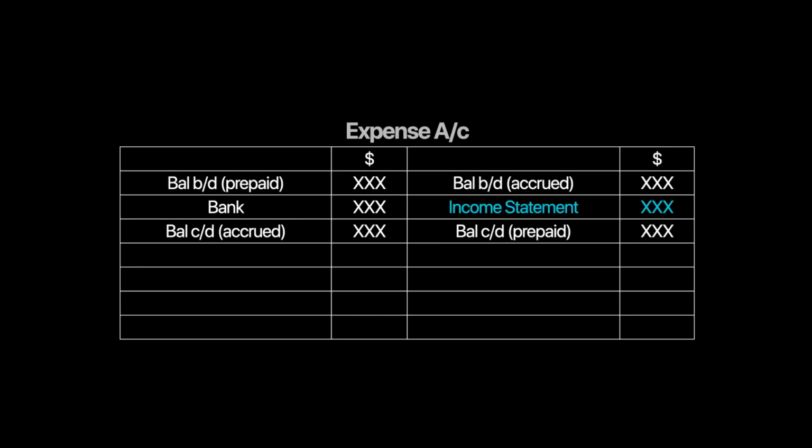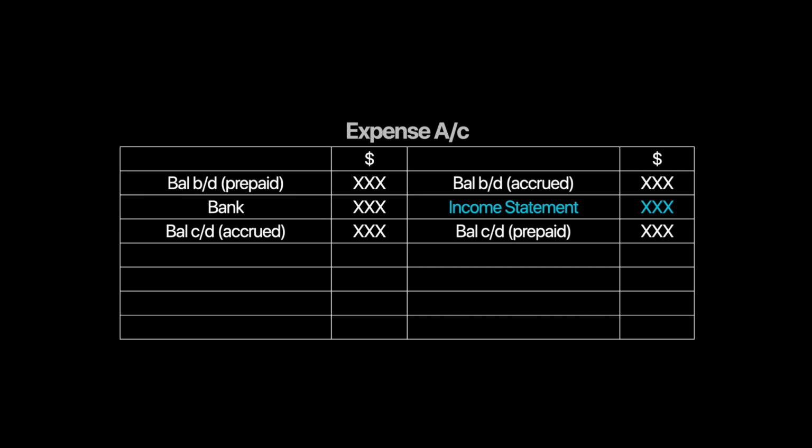Okay, so for the expense account, we can say any expense prepaid is an asset for the business. So remember, it should come on the debit side. And any expense accrued at the start of the year is a liability. So it should come on the credit side over here. So prepaid expense goes on the debit side, accrued expense goes on the credit side. Similarly, that's your closing expense prepaid, and that's your closing expense accrued.